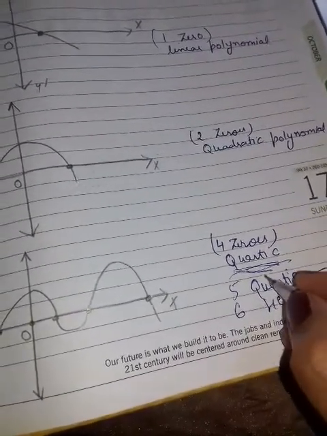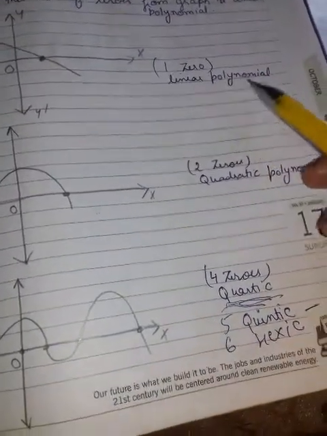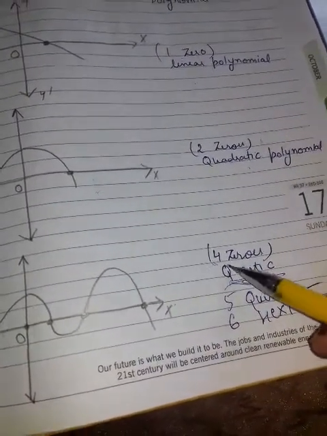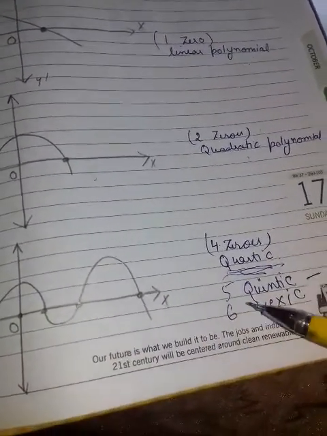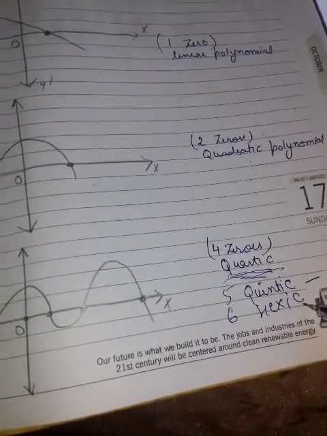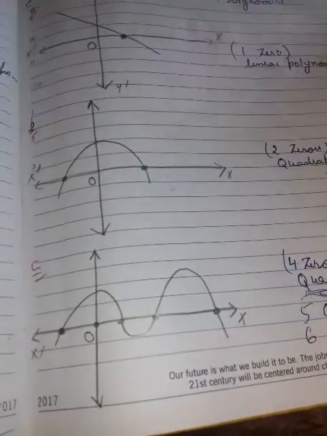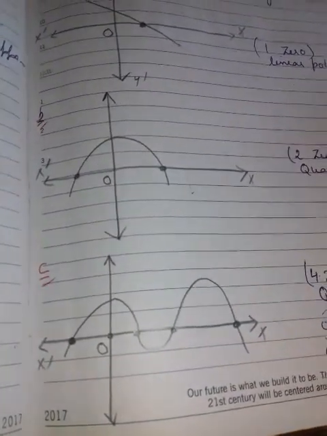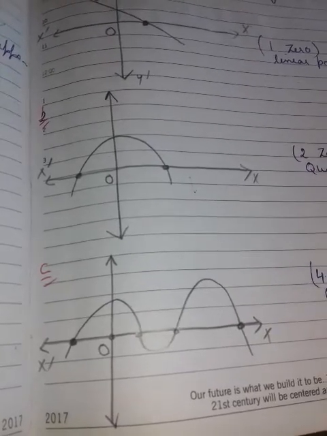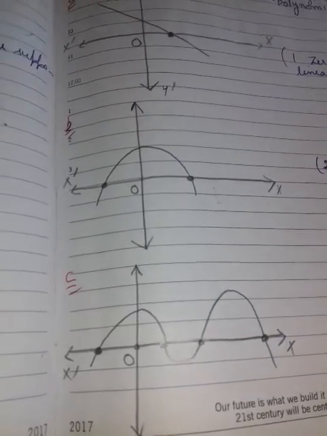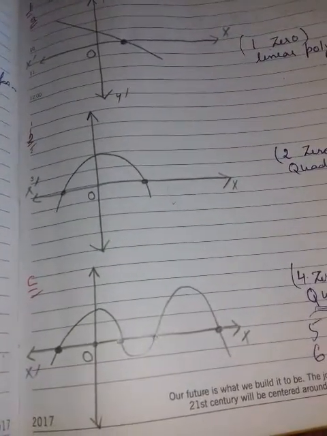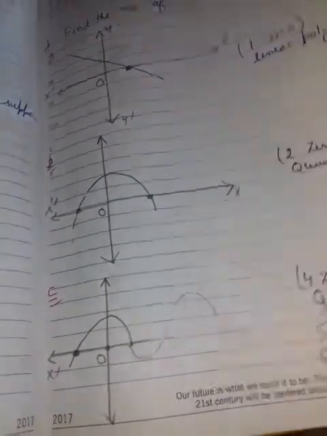Learn these. These are very much important. One for linear, second for quadratic, third for cubic, fourth for quartic, fifth for quintic, sixth for hexic polynomial. Clear? However many times your curve cuts the x-axis, that will be your number of zeros. It doesn't matter about the y-axis. Wherever it cuts the y-axis, it will not be counted in zeros.